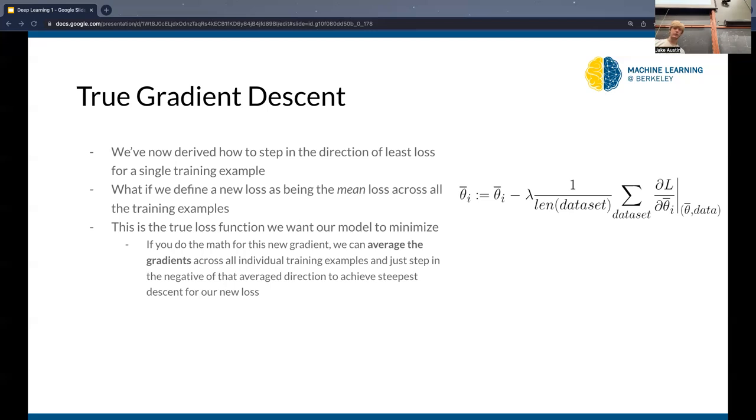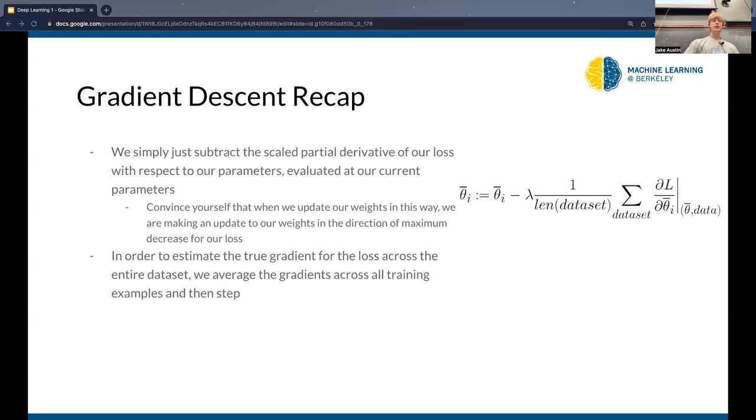This is, again, a bit of a confusing concept, but my hope is that you will believe me that we can simply average the gradients across all of our training examples. And just to recap, you're going to take every single parameter and take the partial derivative, evaluated at every single training example with respect to every single parameter, and you're just going to subtract off that partial derivative, the average of all the partial derivatives across all of our data.